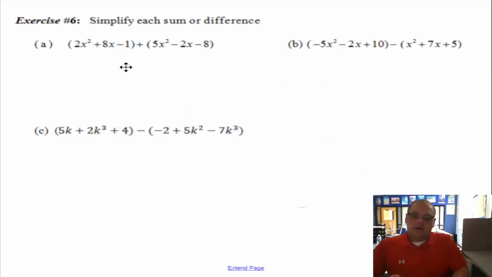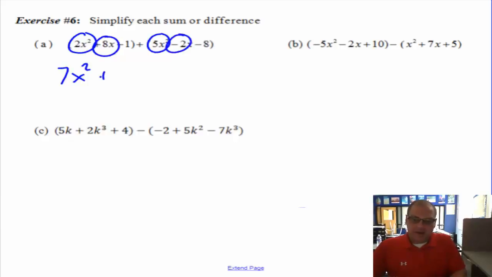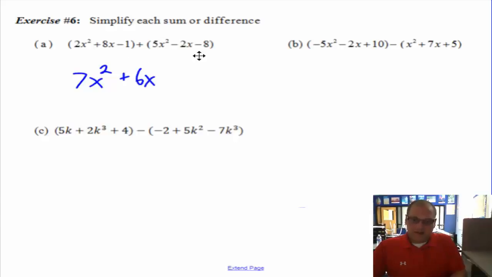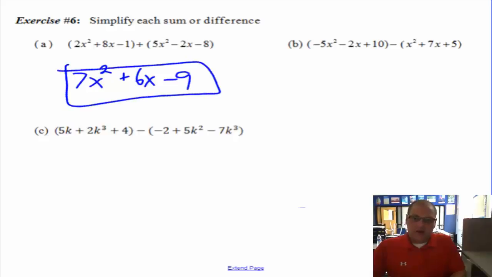Here we go. So this one here, we'll do these vertically. This one I'm not going to do vertically just because it's adding. I'm just going to circle the like terms. 2x squared and 5x squared, that's 7x squared. And then we got an 8x and a negative 2x, and that's positive 6x. Okay, so 7x squared plus 6x. And then negative 1 and negative 8 is negative 9 when you add them together. Okay, so that is that one there.